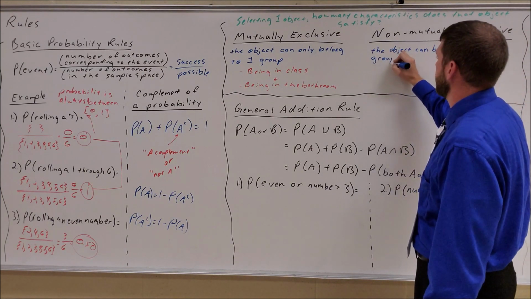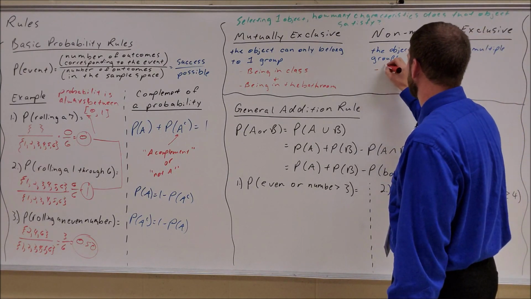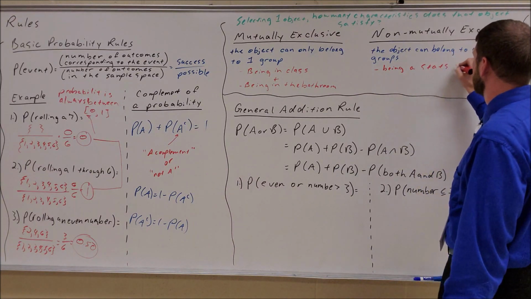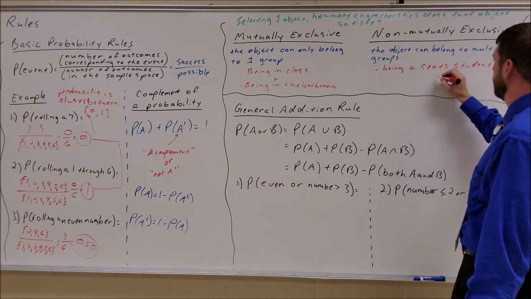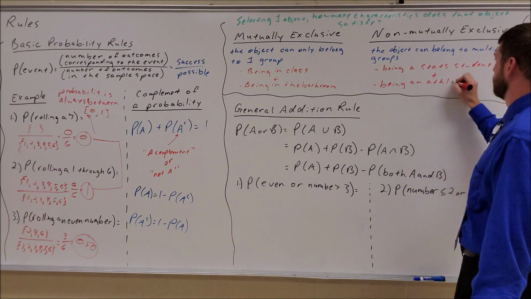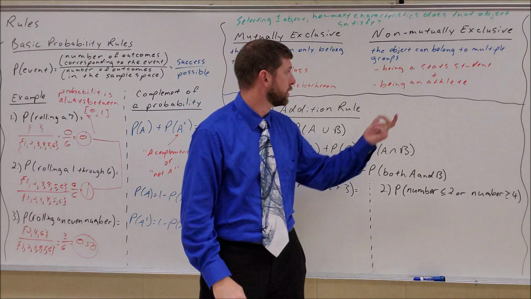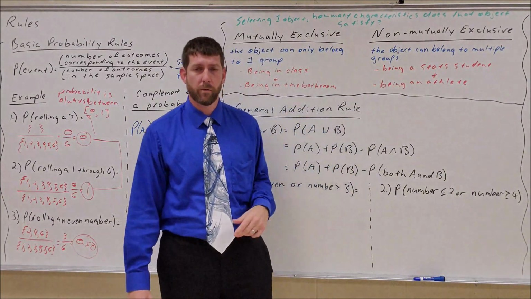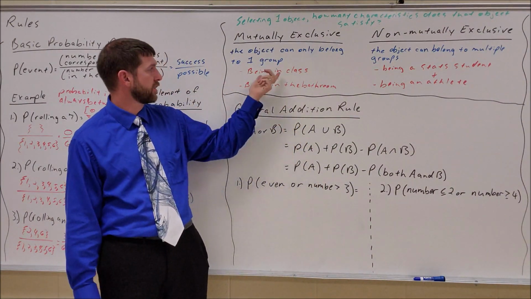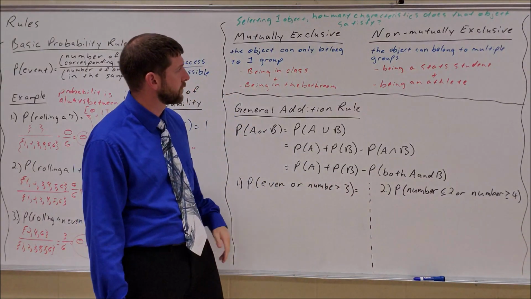So for example, say that my events were being a stats student and being an athlete. Is it possible for a student to both be an athlete and be a statistics student? Yes, that's possible. So those would be non-mutually exclusive. One event does not exclude you from the other, whereas these were mutually exclusive events. Being in the class excluded you from being in the bathroom, and vice versa.